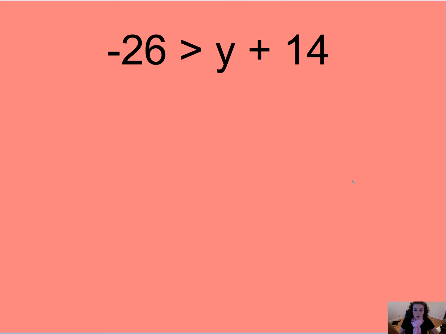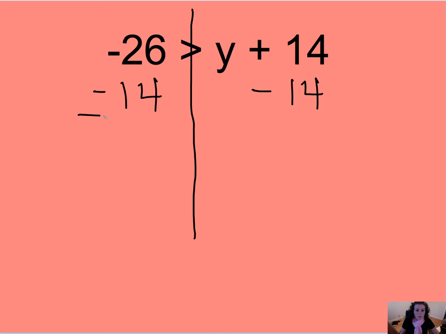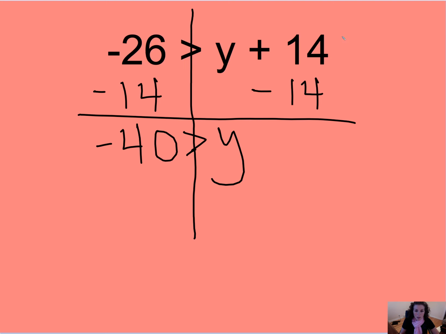Negative 26 is greater than y plus 14. Go ahead and separate your two sides again with the inequality sign. This time the variable's on the right along with the 14. So the 14 is the number that I want to move. It's attached with addition, so I'll subtract 14 on the right, and I have to do the same on the left. So then negative 26 minus 14 would be negative 40. Bring down my sign, bring down the y, and the 14 minus 14 cancels.